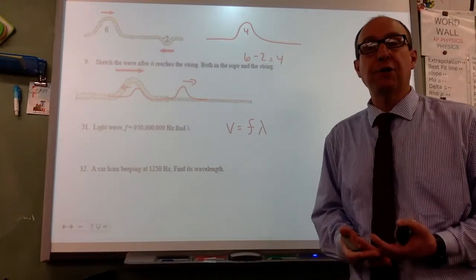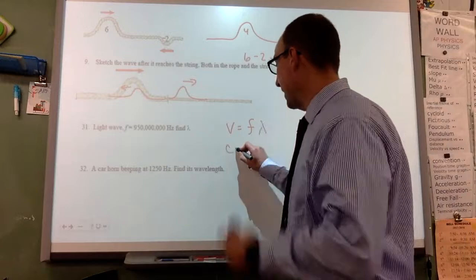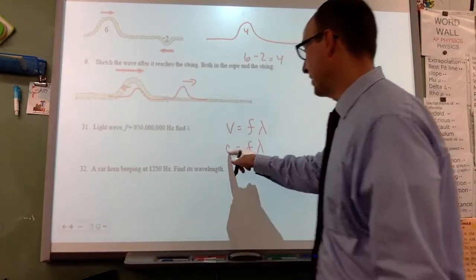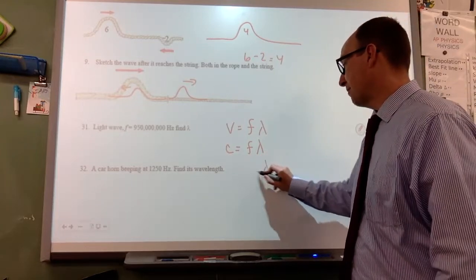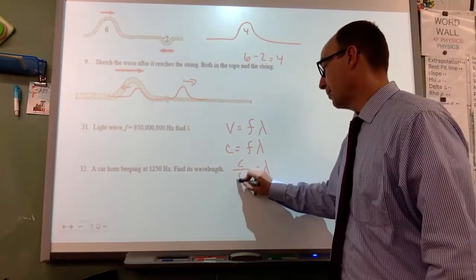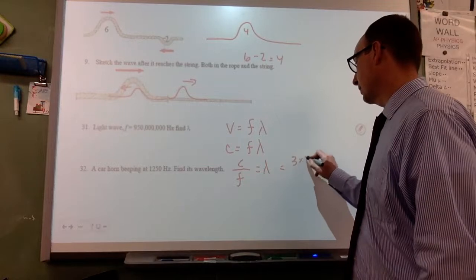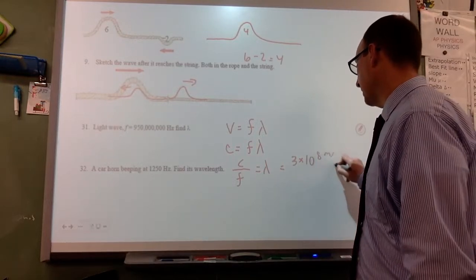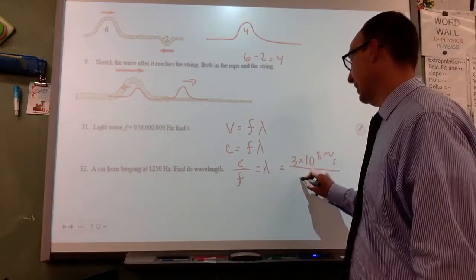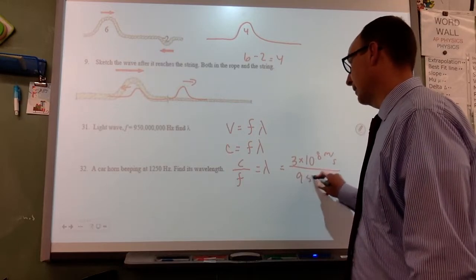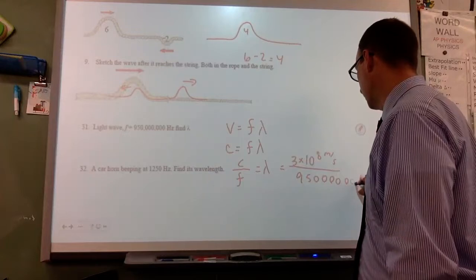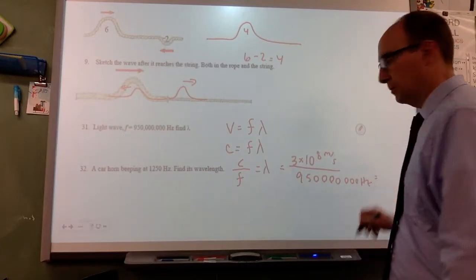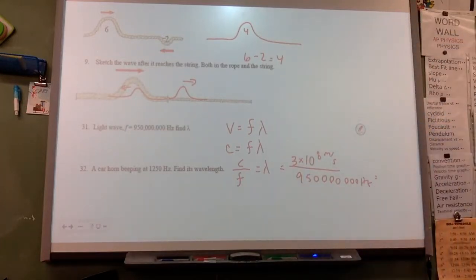The way this changes for light is that in this case, this is a constant value. So if I want to get the wavelength, I'm just dividing this speed divided by the frequency. So I have 3 times 10 to the 8th meters per second divided by 950 million hertz, which tells me how many times this happens every second.